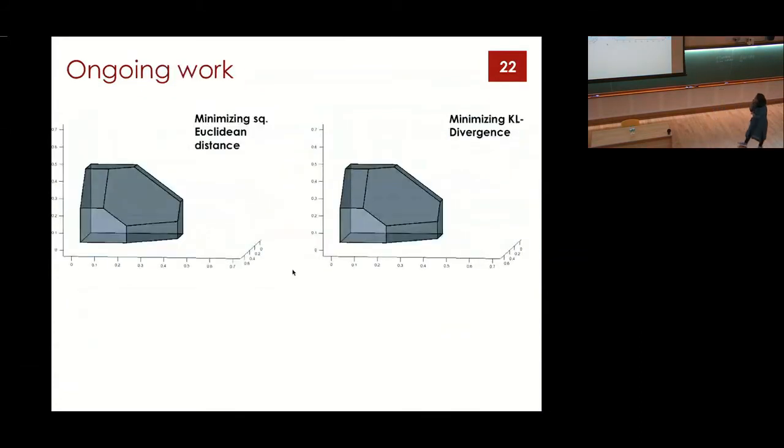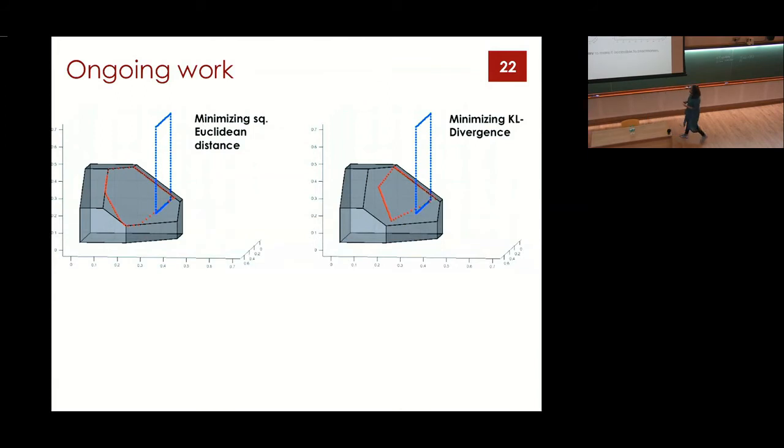So next, I'm going to talk a little bit about ongoing work in this direction. And here, I'm going to trace a frame in space and plot those projections onto the base polytope. So those are just the flat faces on which the projections are happening. And as you can see, the projections have a lot of structure. They're different under different distances, under different divergences, but they have a lot of structure.